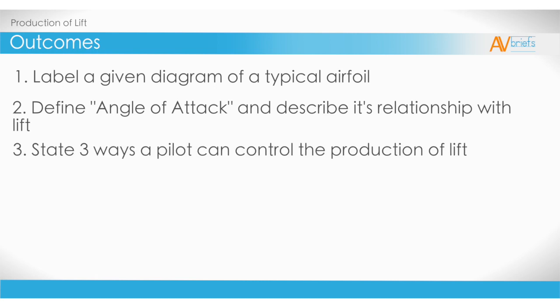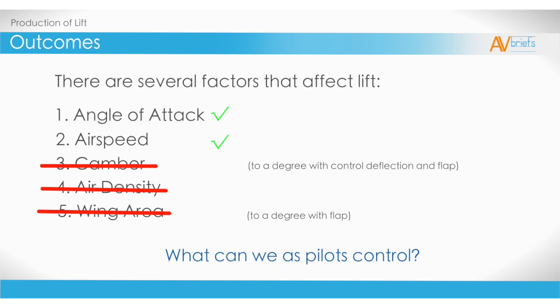Number 3, state 3 ways the pilot can control the production of lift. These were by controlling the angle of attack, the airspeed, and to a lesser degree, by using flaps.